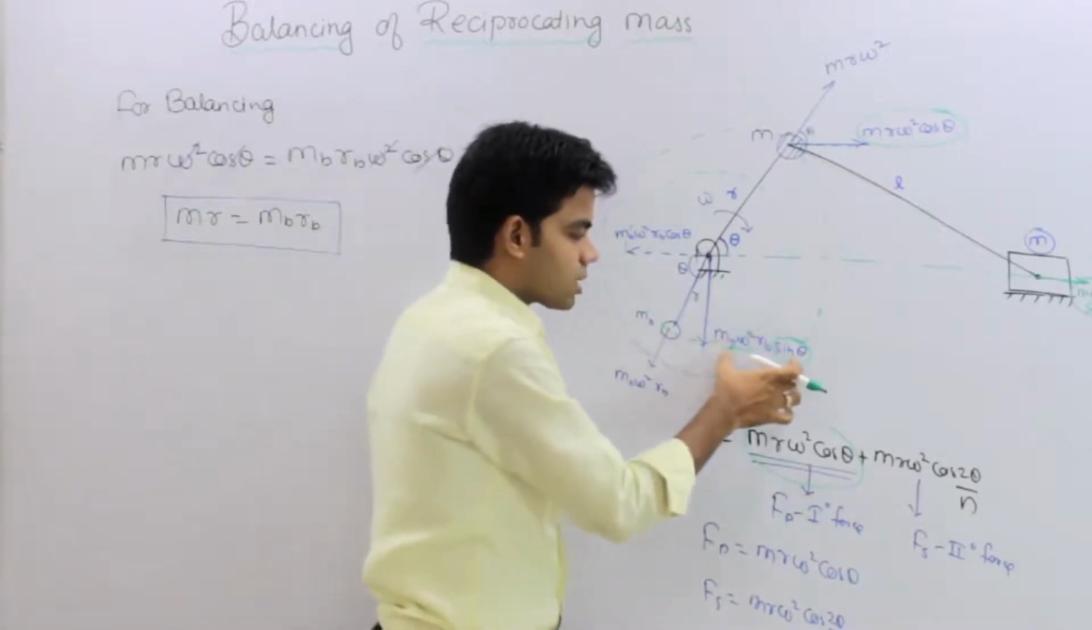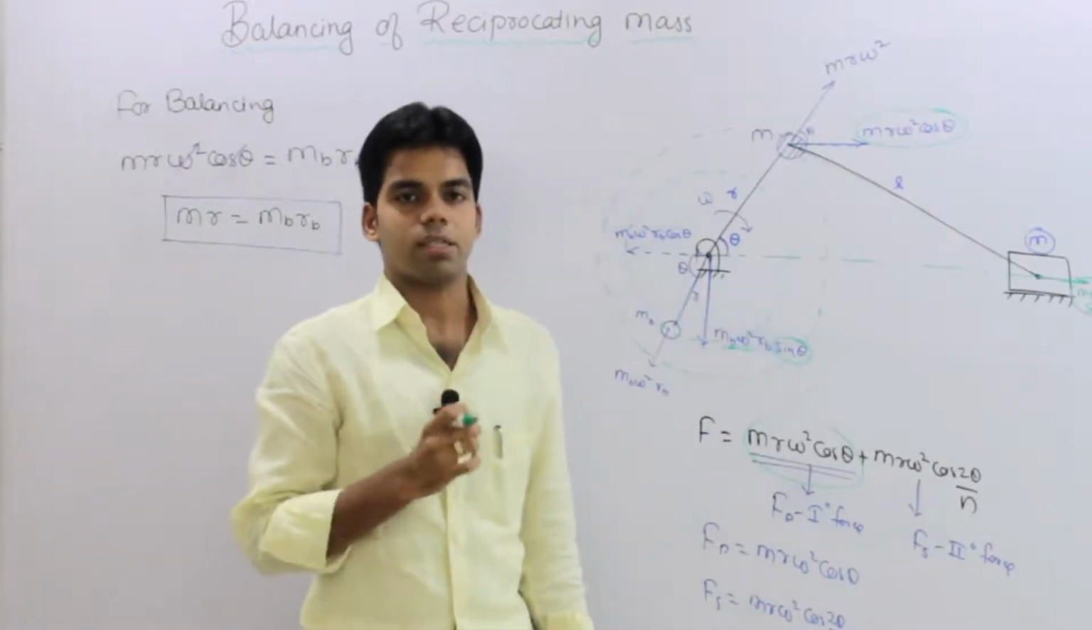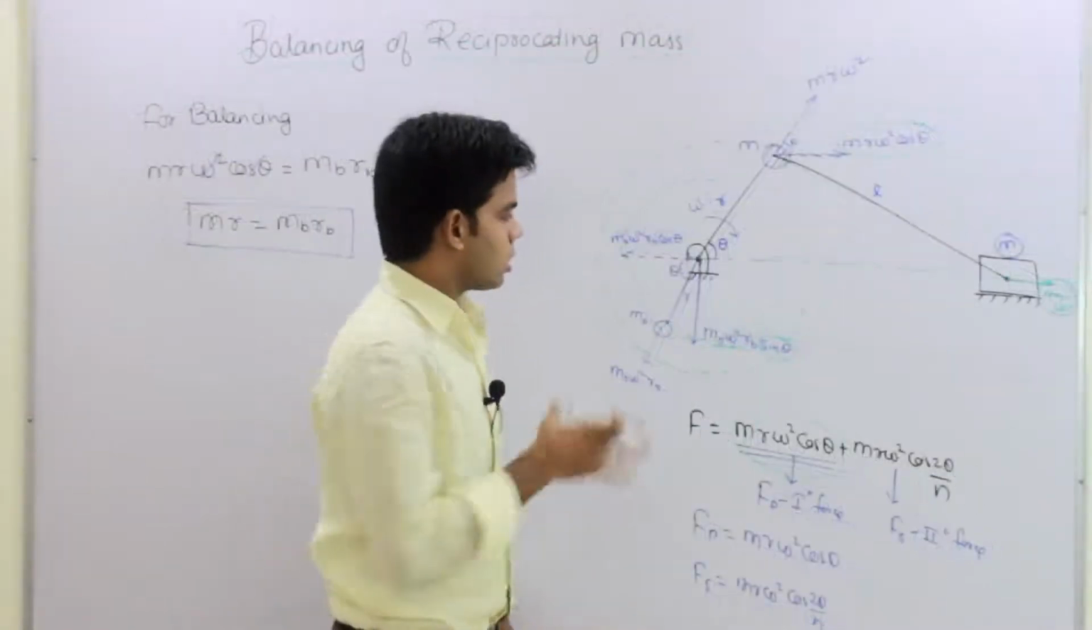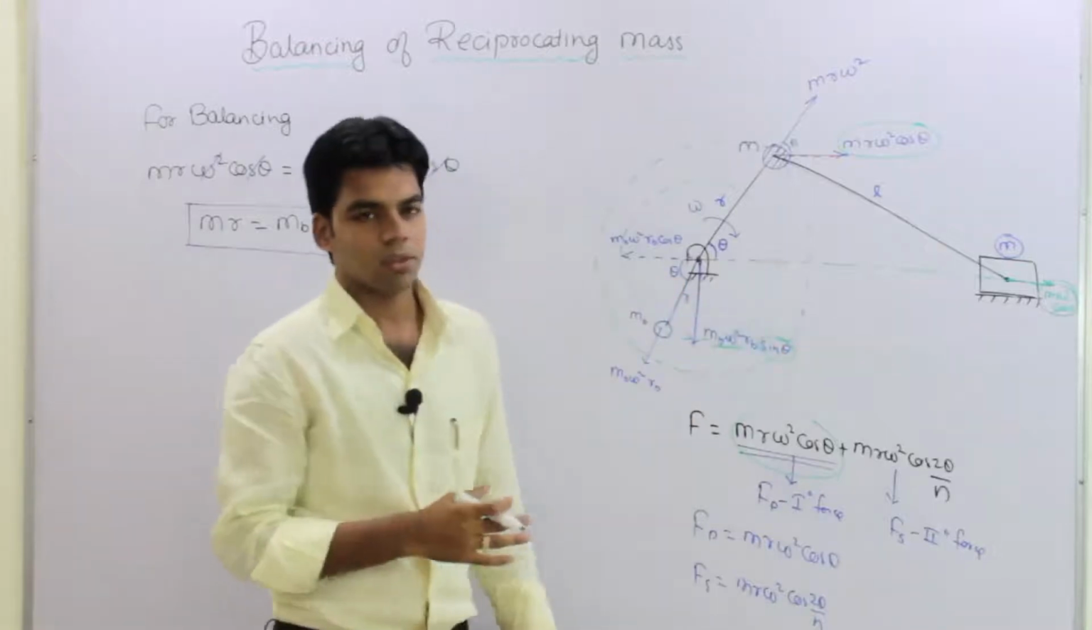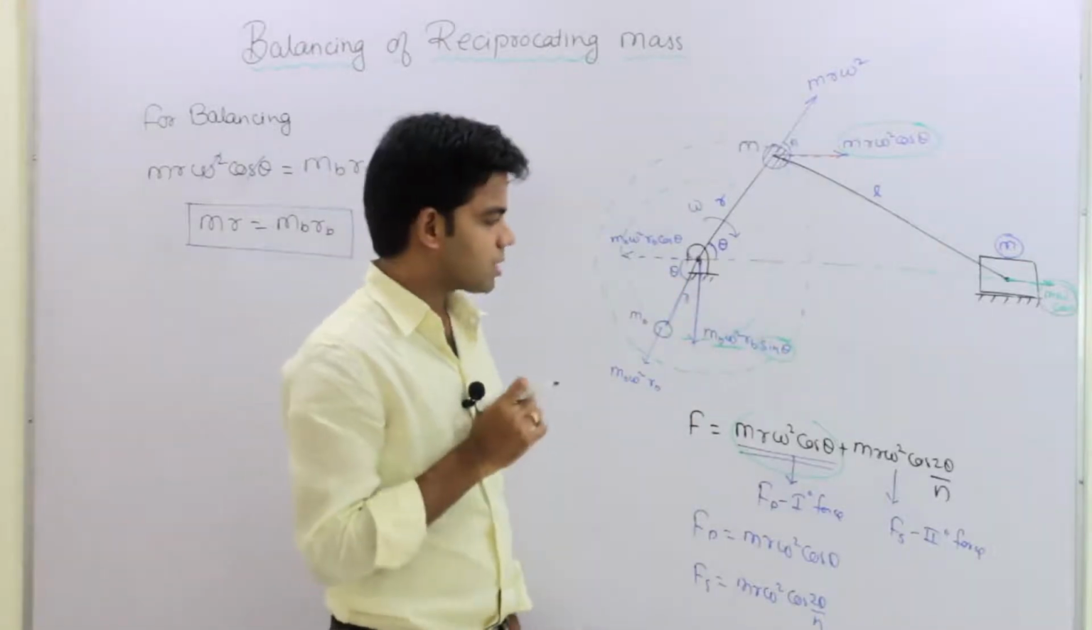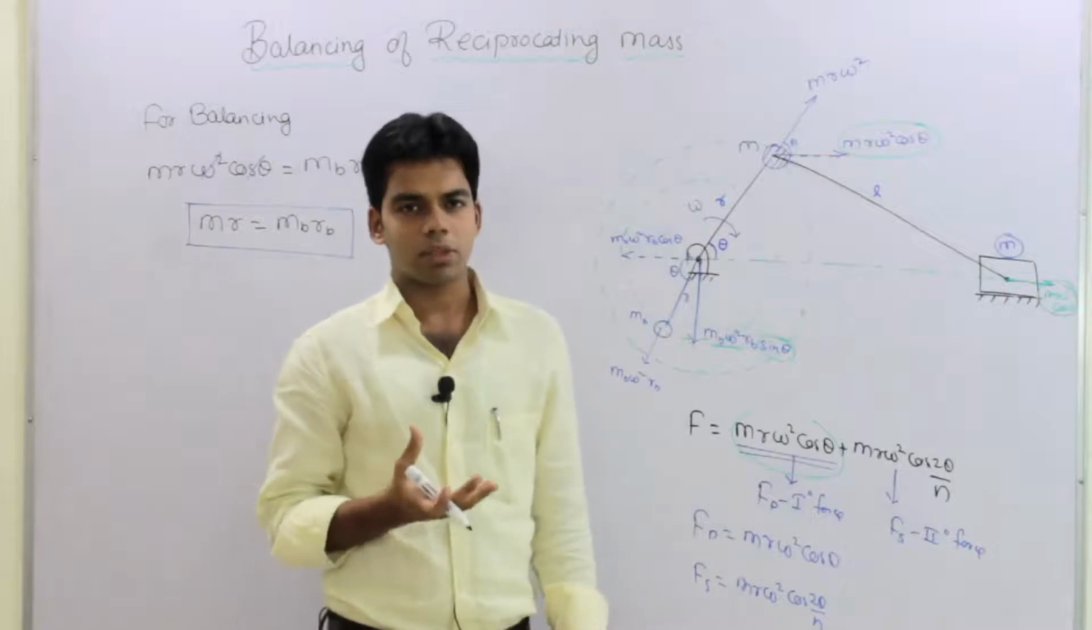So this also has to be managed. This also has to be maintained. Okay, so what did we do? In the process of balancing this, we have got this extra component. So now we have to manage this as well. So how can we manage this? We can make a compromise on this balancing.